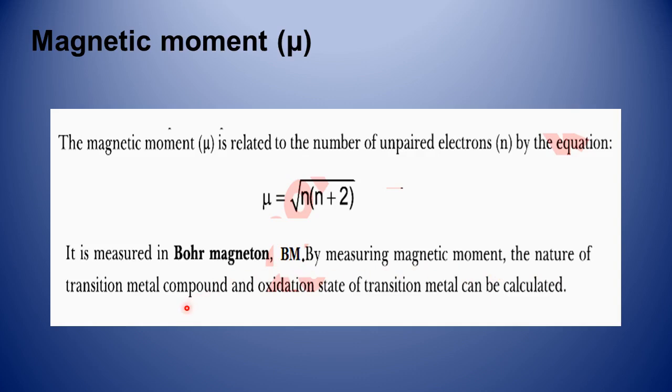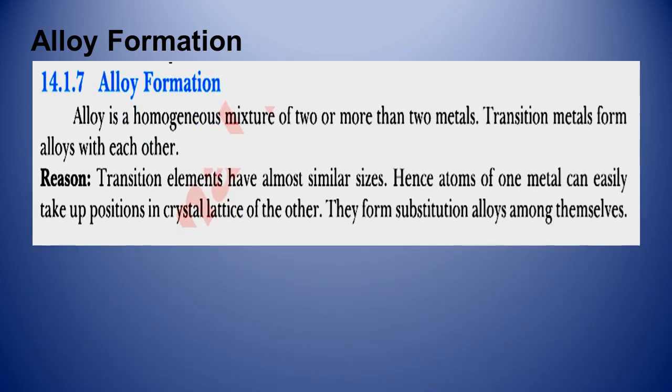Transition elements can also form alloys. Now what is an alloy? An alloy is a homogeneous mixture of two or more metals. Transition metals form alloys with each other, and the reason is that transition elements have almost similar sizes. Hence, the atoms of one metal can easily take up the position in the crystal lattice of the other metal. Therefore, they form substitution alloys among themselves.